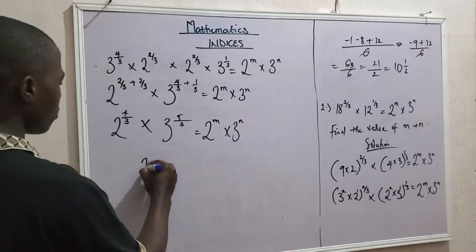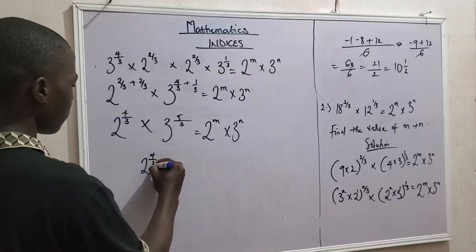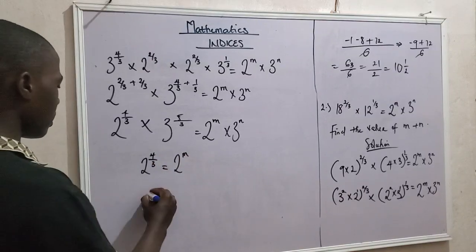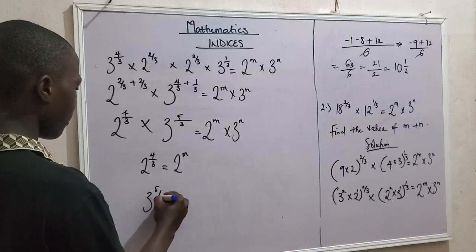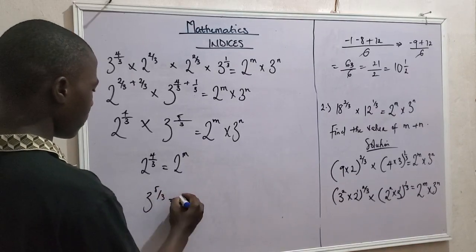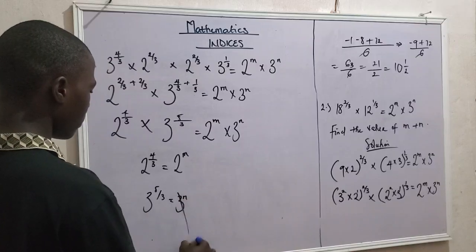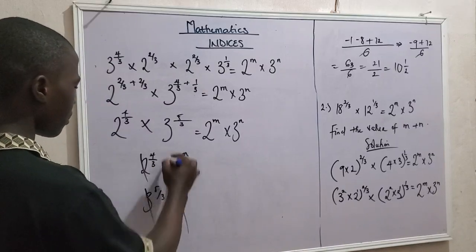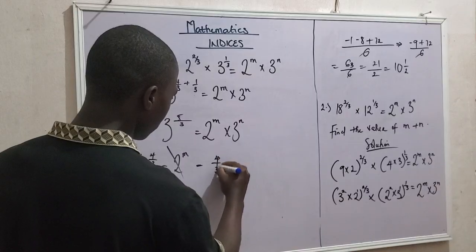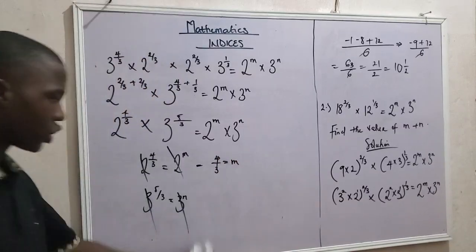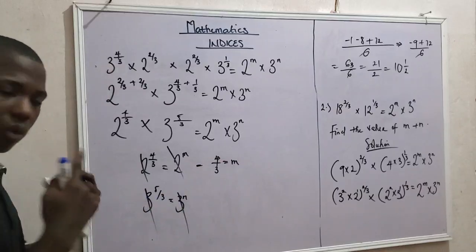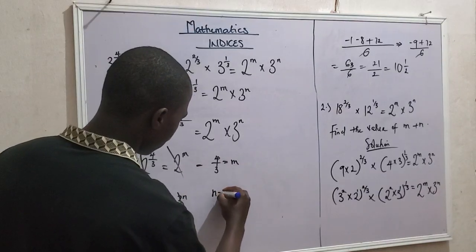So here we are having 2 raised to the power of 4 over 3, which is 2 raised to the power of n. And then we are having 3 raised to the power of 5 over 3 equals 3 raised to the power of n. So 3 strike out 3 and 2 strike out 2. What's left here is 4 over 3 equals m, which in turn can also be written as m equals 4 over 3. Since that was equal, n now is equal to 5 over 3.